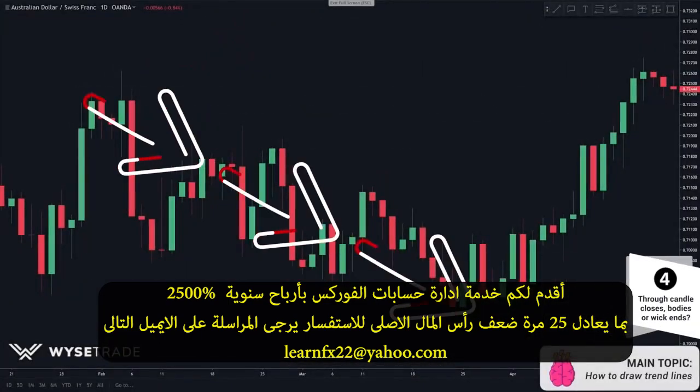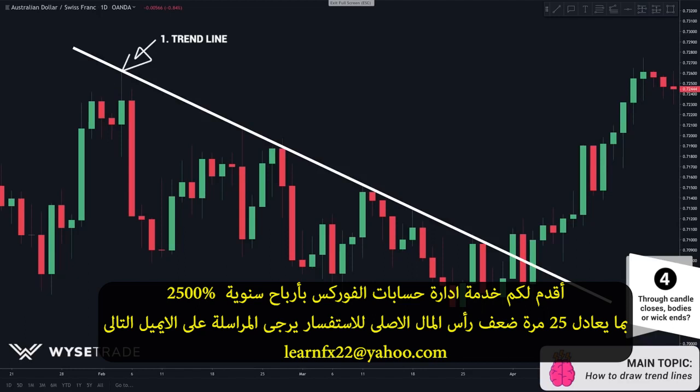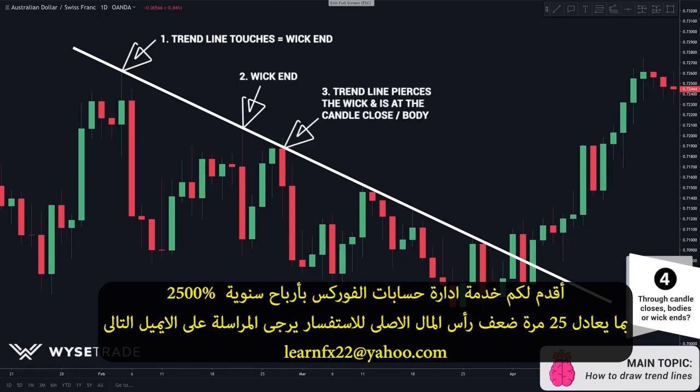So here was your clear downtrend. And in order to hit all these points here, this is where you would have placed your trend line. Now notice how this point here, the trend line is at the wick end. And again at this point here, the trend line is at the wick end. Now, at this third point, the trend line is piercing the wick and touching the candle body, which is necessary in order to be able to hit the following points.